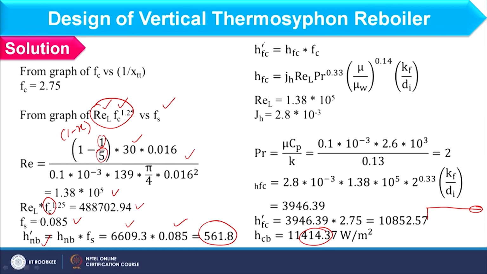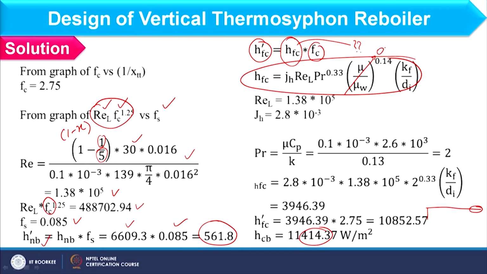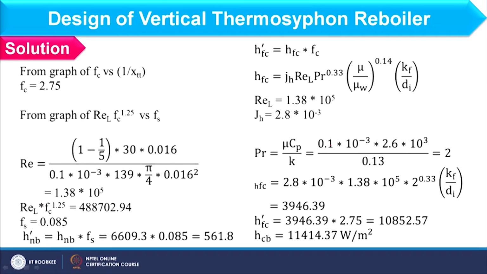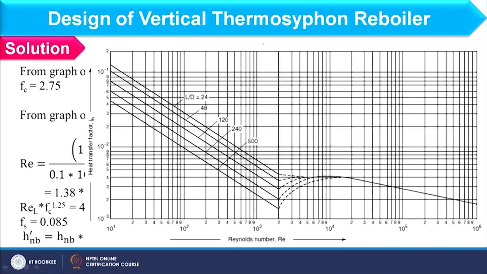And further we have to find out H dash Fc, where Fc I have already calculated, and HFC we have to find out, and this corresponds to the heat transfer coefficient of liquid at exit condition. So, this is the expression where I will neglect the viscosity correction factor, and the Reynolds number we have to find out, which I have already calculated as 1.38 into 10 to the power 5. So, for that value we can find out JH from this graph.